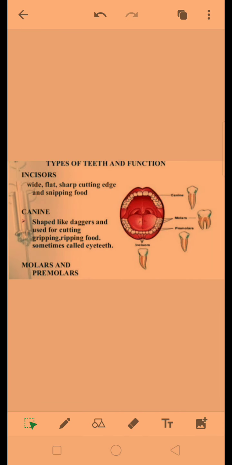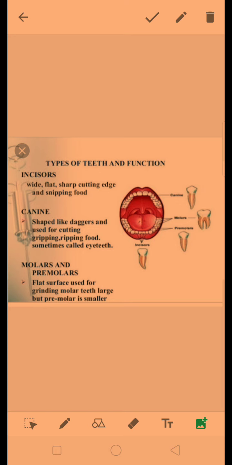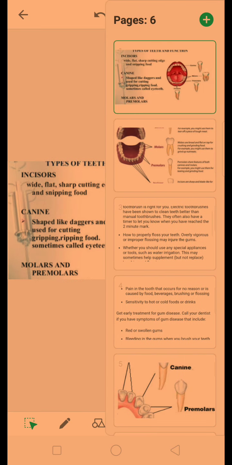So in this figure also you can see the different types of teeth and their function. Incisors are wide, flat with a cutting edge. Then canines are used for cutting, gripping and tearing food. They are sometimes also called eye teeth. And molars and premolars have flat surfaces used for grinding. Molar teeth are large but premolars are smaller. Now let us see next.